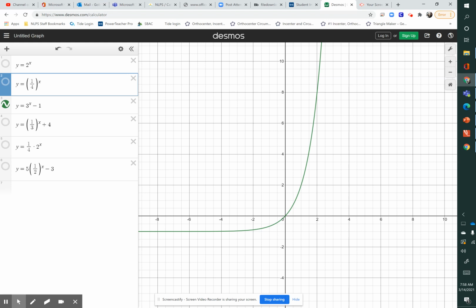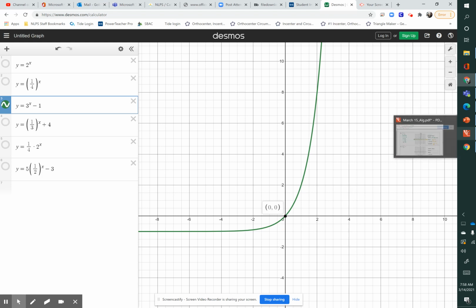And you can see the y-intercept is the origin, and you can see that this graph is never going to cross this line. Never, never, never. It will always remain above y equals -1.